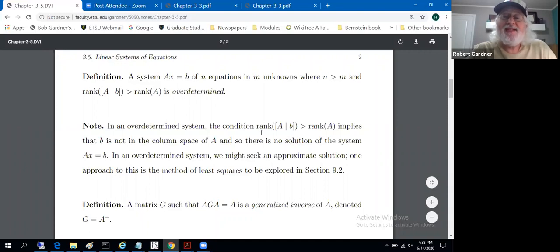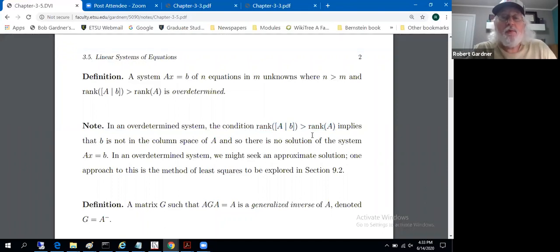So we've got a different column space. Yeah, it's got a new dimension, and that new dimension is contributed by vector B. We've actually in the past seen situations where we would have the rank of A augmented with B equal to the rank of A, in which case we drew the conclusion that B must be in the column space of A. Here, we don't have equality. We don't have B in the column space of matrix A. So there's no solution to the system of equations AX equals B.